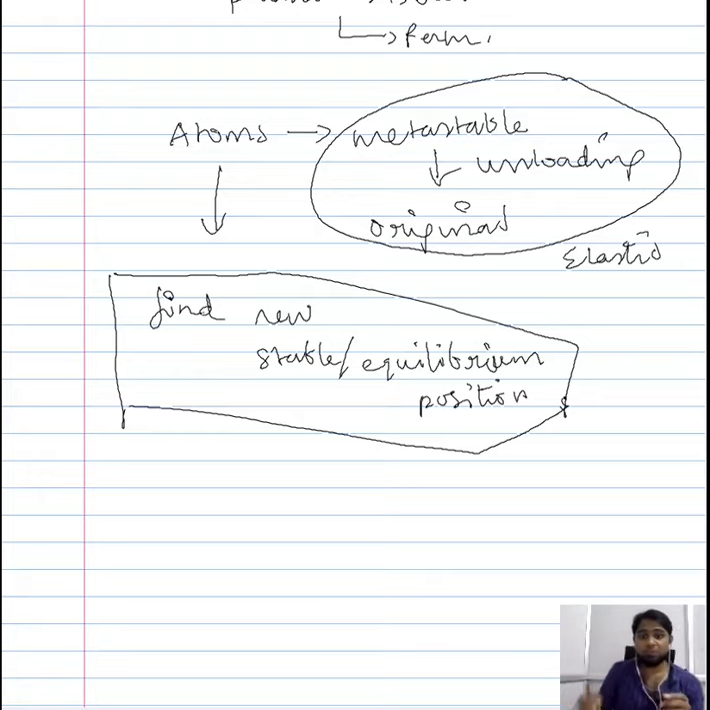However, in case of plastic deformation, or when you go beyond the elastic regime, the atoms would find a new position, and therefore even after unloading, you will not be able to recover your original dimension, because now the system has reached a new equilibrium state, and the atoms have occupied new stable positions.